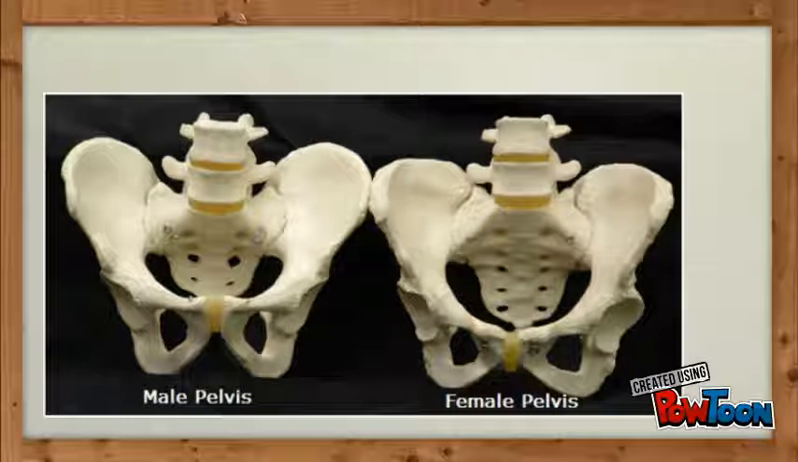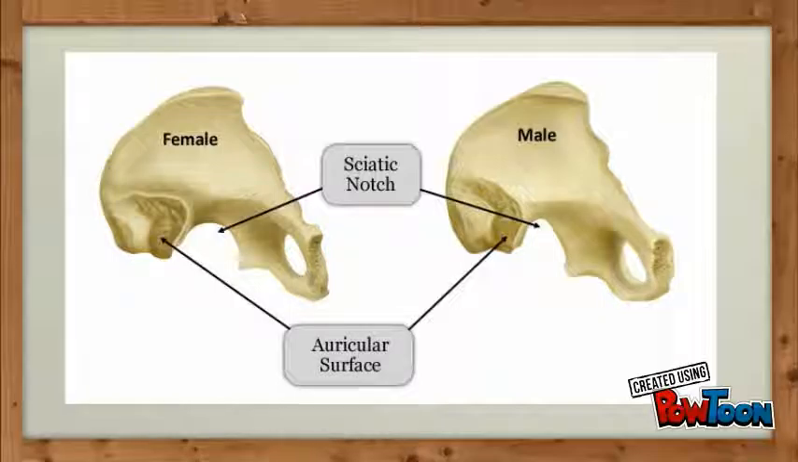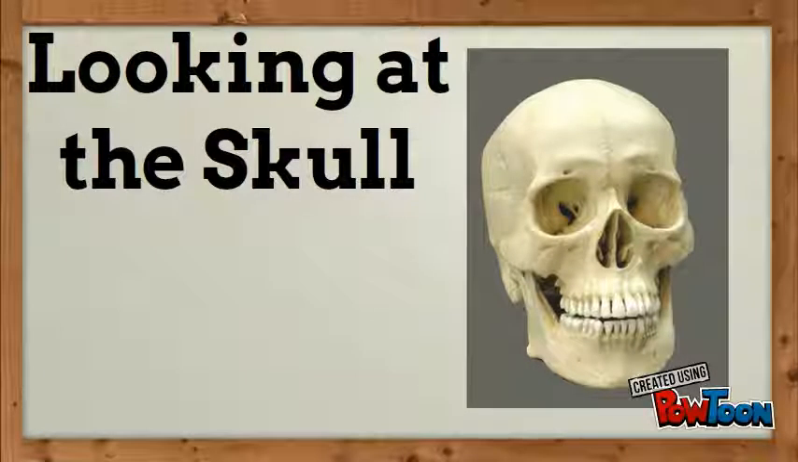Let's now look at the difference between the pelvises. When looking at the pelvises, you can tell there's a lot of difference between the two. Let's look at the females. In this view of the pelvis, you're going to notice that the sacral notch is going to be more rounded in females than in males, who have more of an angle. The auricular surface in females is going to be more ridged, while the males' is going to be softer. The pelvis is just one of the many ways to determine the sex of a skeleton.